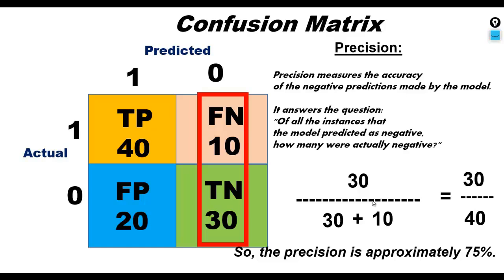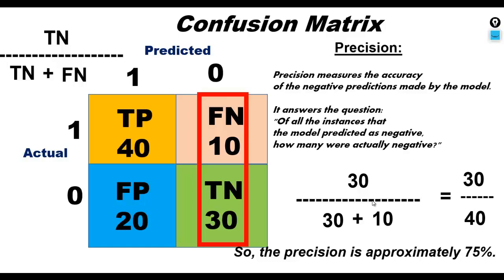So now from this knowledge, you can easily derive the equation for precision for negative class as well. So TN, true negatives, divided by all the instances predicted as negative, TN plus FN. So this way we can calculate precision for negative class as well. So now let's move on.